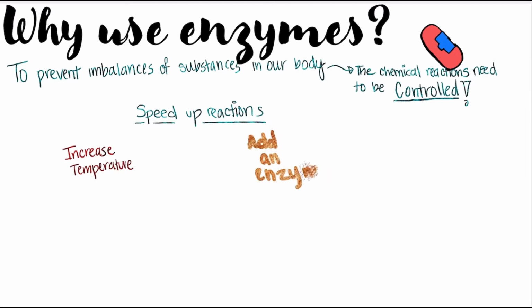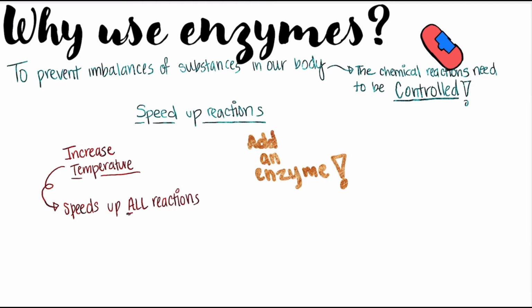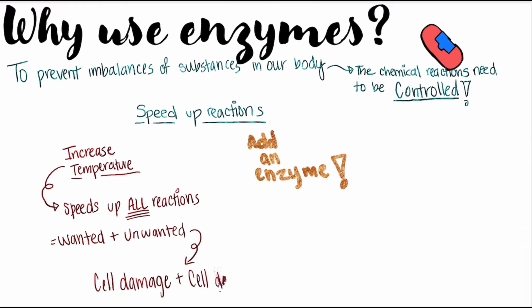Okay, so our two options to speed reactions up when we need to are go up on the temperature or add an enzyme. Now let's look at increasing temperature. When we increase temperature, think back to what's happening to your molecules. All of the reactions are going to speed up because all molecules are speeding up in their movement. This means your wanted and your unwanted reactions. They're all speeding up. You can't control which ones. So that will lead to either damage to the cell or cell death. So this option isn't exactly the most efficient option.